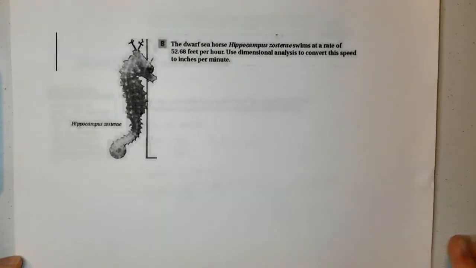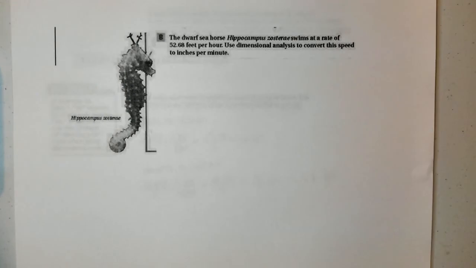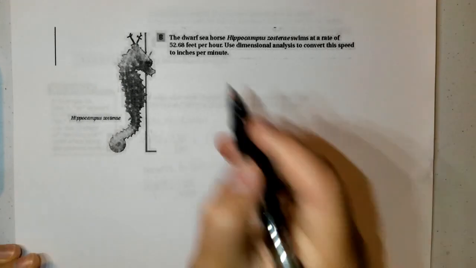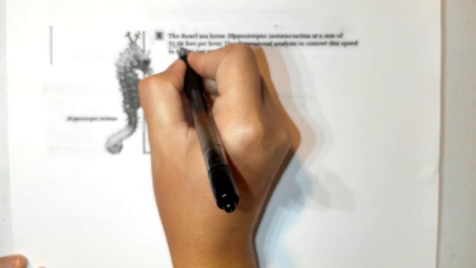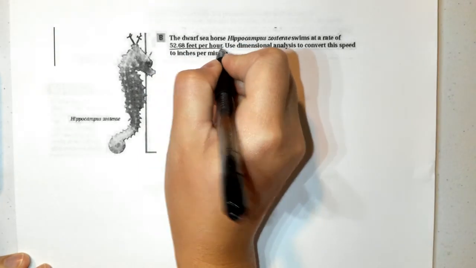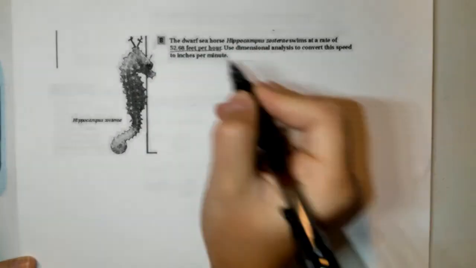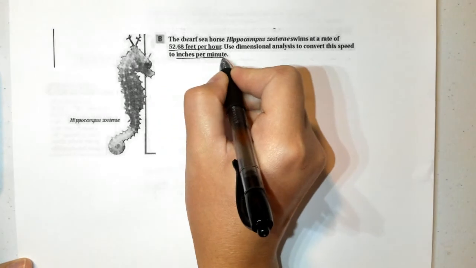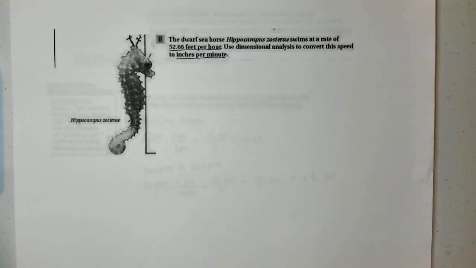Now there's a part B. Okay, here we have a seahorse, and it swims at a rate of 52.68 feet per hour. We're going to convert this speed to inches per minute. So we're going to have a lot going on here. Okay, so first, let's deal with the feet to inches.